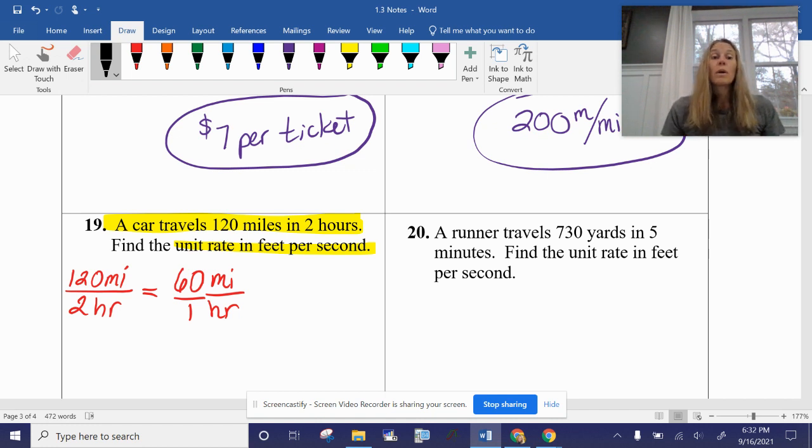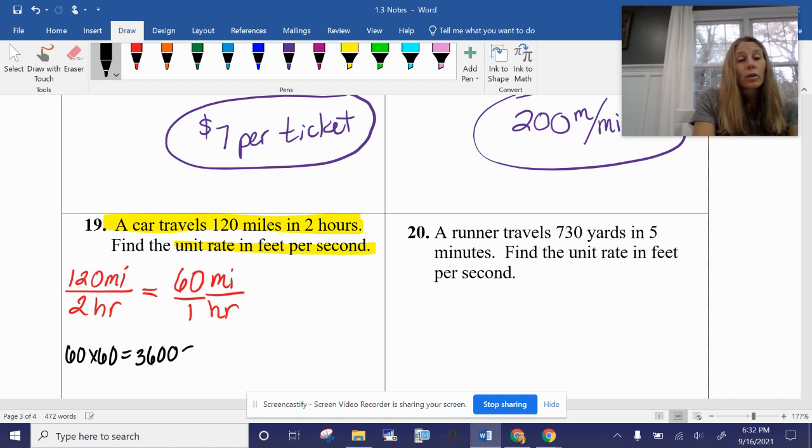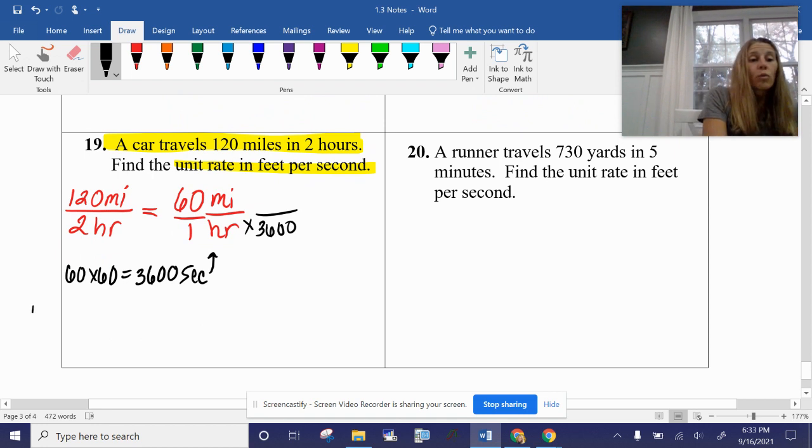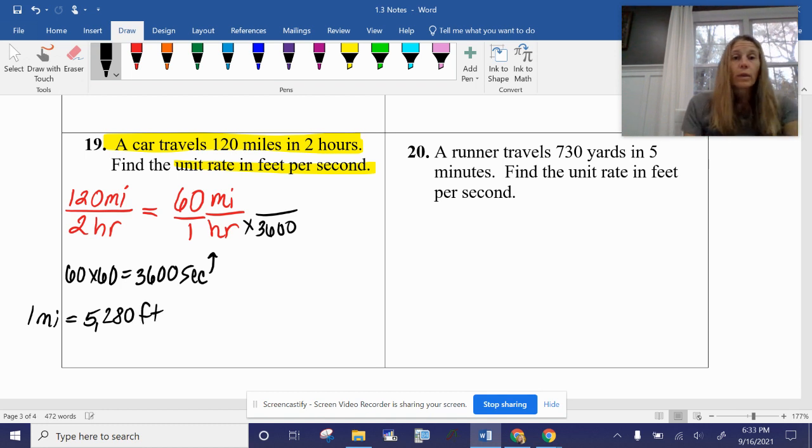So you might know that there's 60 seconds in a minute, and then there's 60 minutes in an hour. So if you did 60 times 60, you would get 3,600 seconds in 1 hour. So we're just going to multiply this by 3,600. And then for miles here, we need to change that into feet. And 1 mile is 5,280 feet, if you know that. If not, you could Google that or whatever. So we're going to multiply our miles by how many feet are in 1 mile.